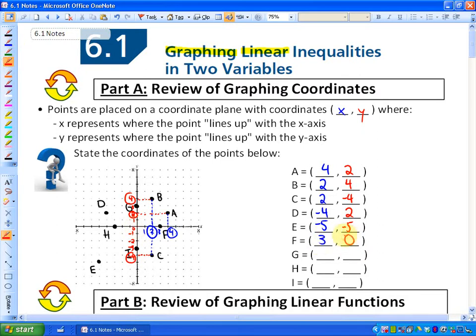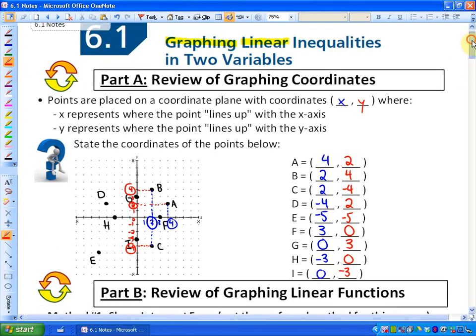You might want to pause the next 3 and try them on your own. Point G is at 0, 3. So with the x-axis at 0, and it's on the y-axis at 3. Point H is at -3 on the x-axis and 0 on the y-axis. And finally, point I is at 0 on the x-axis and -3 on the y-axis. So that's looking at how do we graph points.